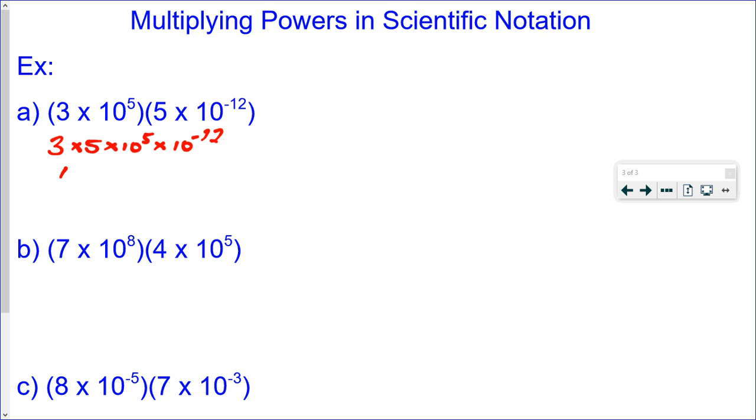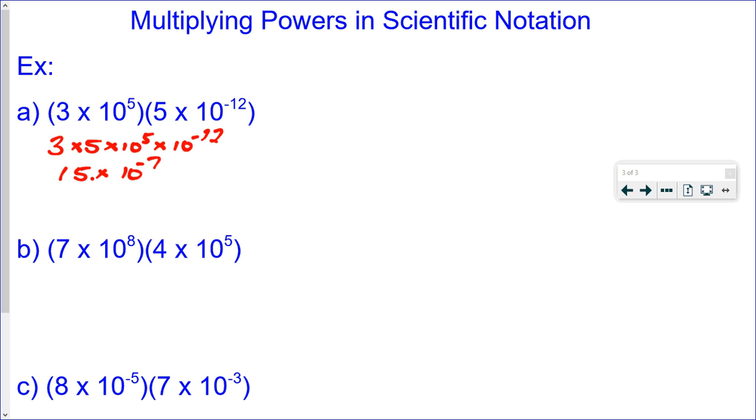Multiply these together, you get 15 times 10. So 5 plus negative 12 is negative 7. Now, in scientific notation, it's okay to have negative exponents. So we're not going to put this under the 15 because this is scientific notation. But the other rule in scientific notation is this number here has to be greater than or equal to 1 and less than 10. So right now, this is too big.